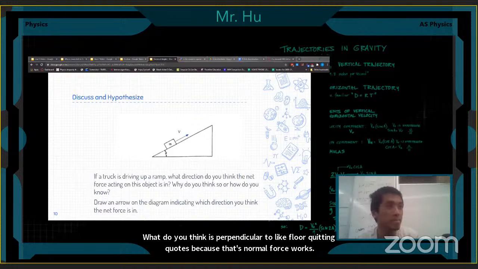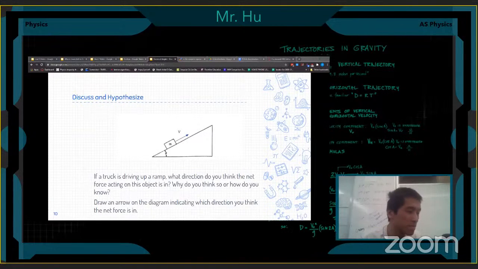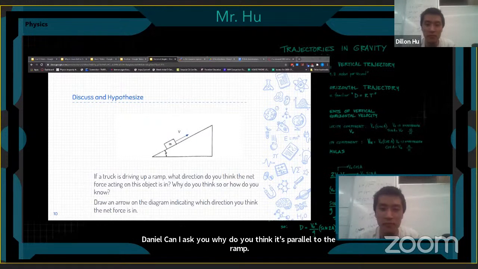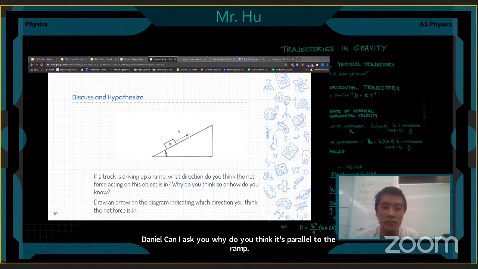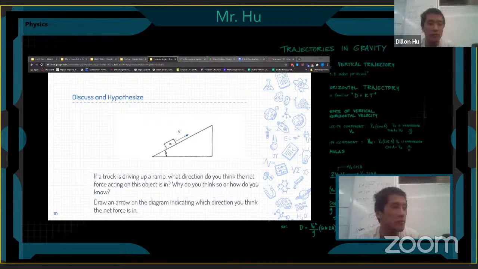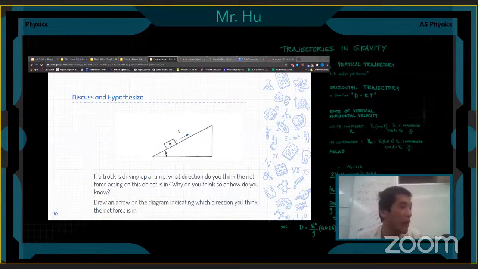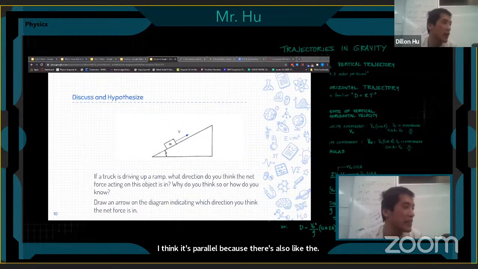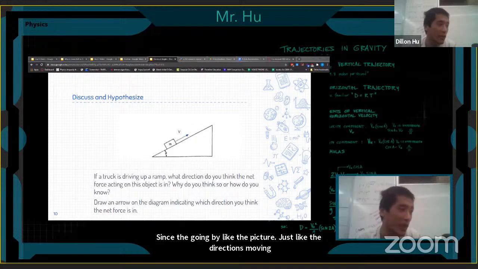I think it's parallel because I'm going by the picture. It shows the directions moving up. I'd assume when it slows down, it would end up going in the opposite direction. Oh, interesting. So we have another idea that the motion of the truck is going up the ramp. So if it was slowing down, it would make sense that it would be going down the ramp.